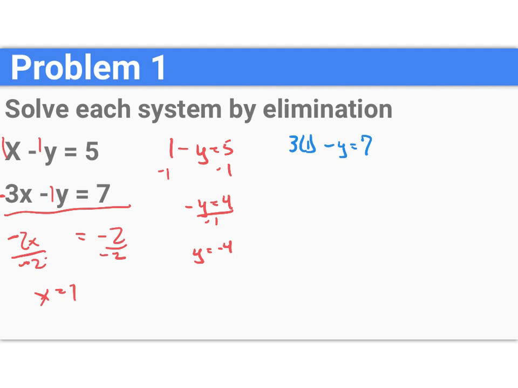So for the next equation, 3 minus y equals 7. Subtract 3. Negative y equals 4. Divide by negative 1. Y equals negative 4. We get the same point. So our point of intersection is 1, negative 4.